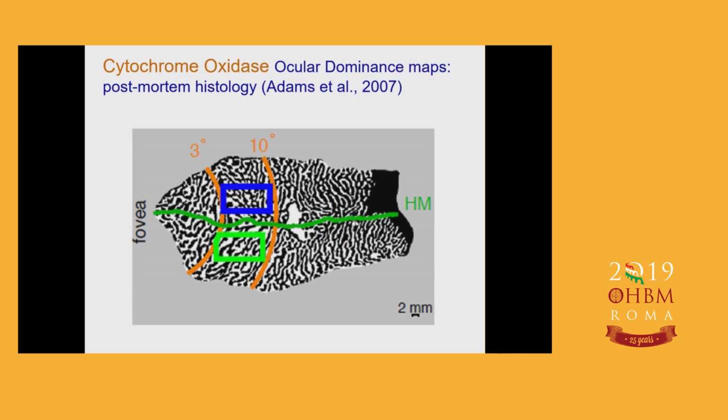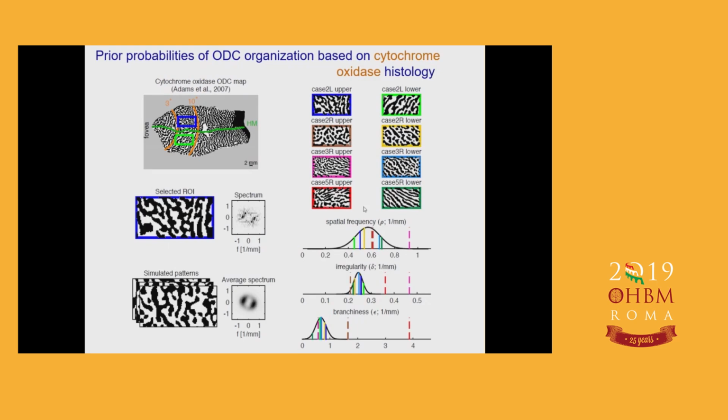Because it's quite a high-dimensional model, it is very useful to constrain it with a priori data on the distribution of features of the ocular dominance columns. To do that, we estimated parameters of the ocular dominance columns from post-mortem histology. We can see here the distribution of spatial frequency of the ocular dominance columns, the irregularity, so this would be in green a very regular pattern, and in yellow a very irregular pattern, and the branchiness of the ocular dominance columns.